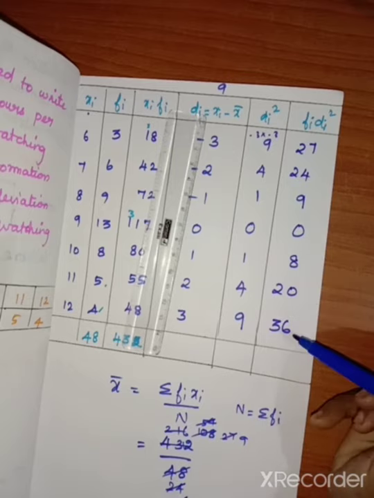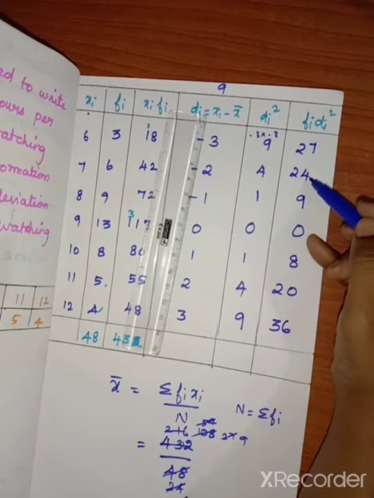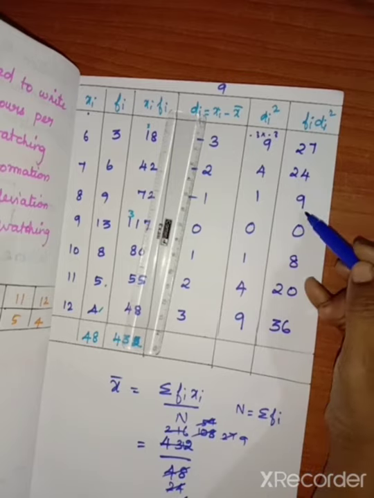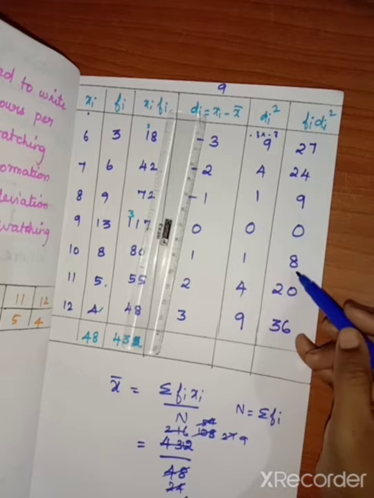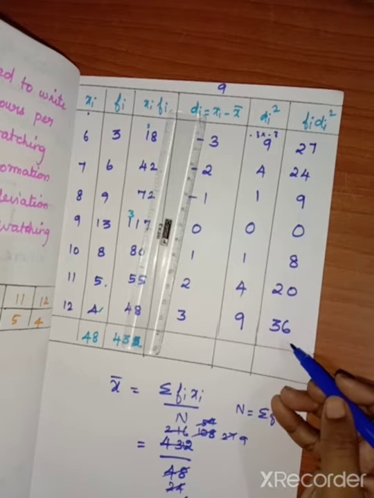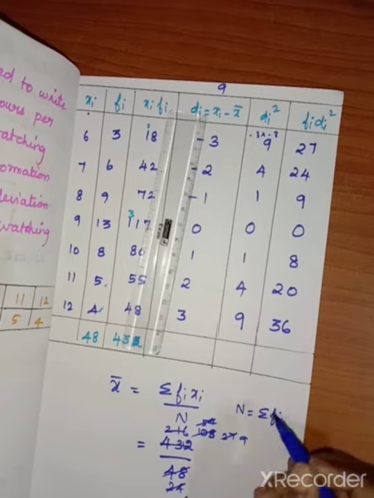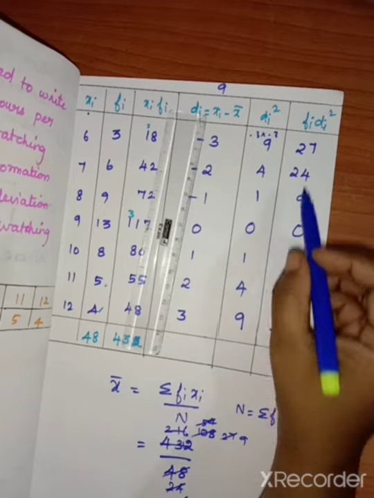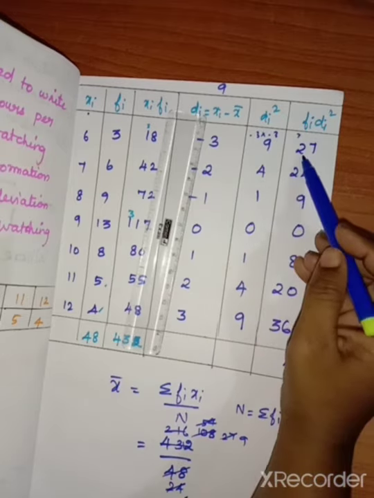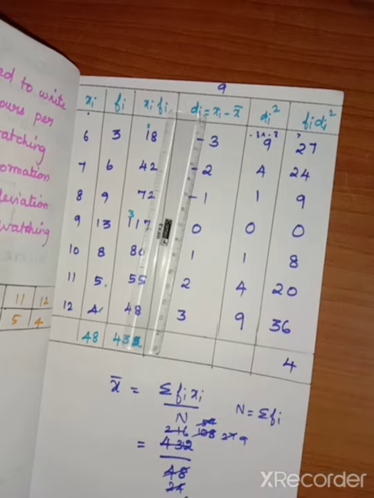Here we can add, so 7 plus 4, that means 11, 11 plus 9 is 20, 28, 28 plus 6, that means 34. So 34, remaining 3 is there. So 3 plus 2 is 5, 5 plus 2 is 7, 10, 12. So if you add, it means 124. Now we want to find the standard deviation.